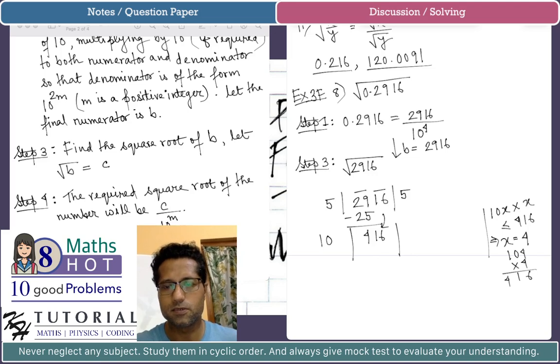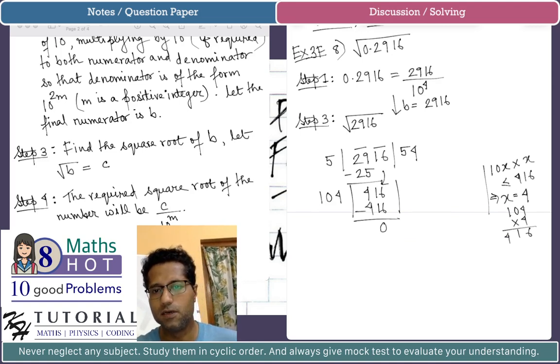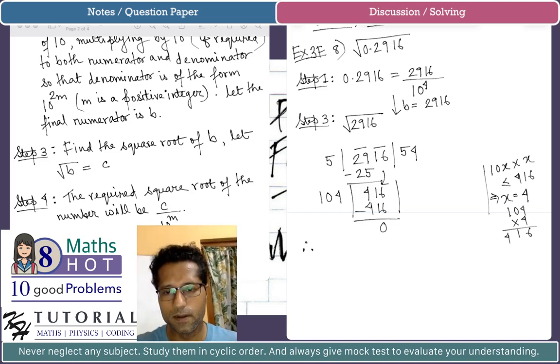So I am rubbing x, I am putting 4, and the 4 will also get appended to the quotient, 54. We get 104 multiplied by 4 is 416, and the remainder is 0, and there are no more periods. So the long division method is complete, and the quotient will be the square root of the given number. Therefore we get the square root of 2916 is equal to 54.